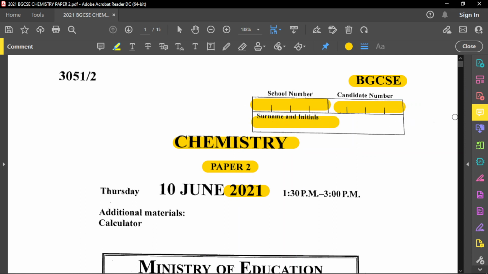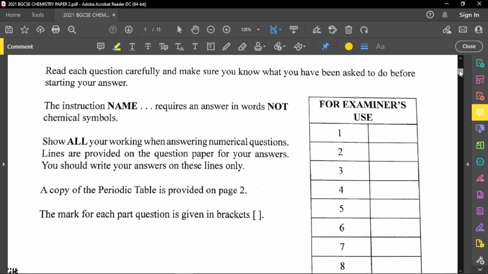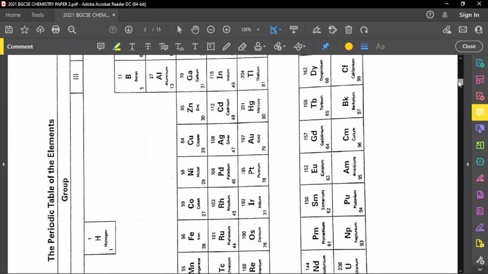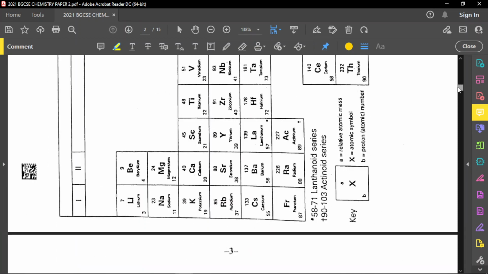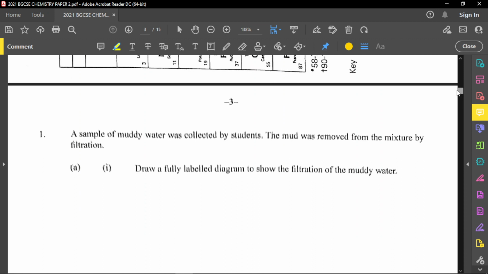Again, please remember to read through the entire instructions to make sure you understand each and every one before you start the examination. For the chemistry paper, they will provide you with a periodic table. You can use it as a guide to answer your questions. All right, so let's dive into question number 1.